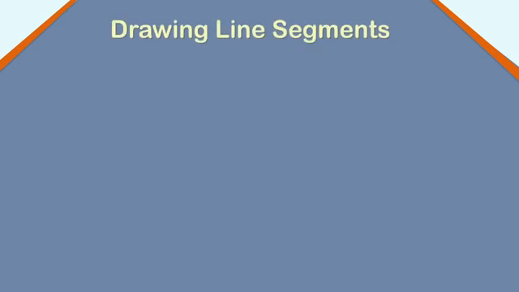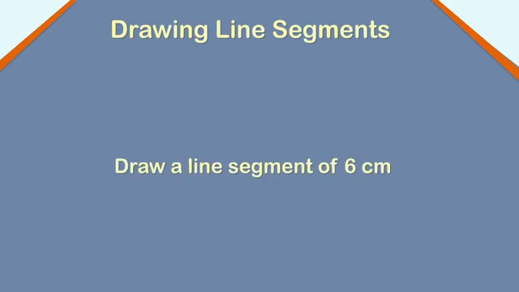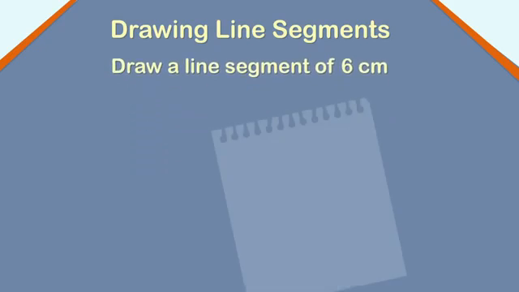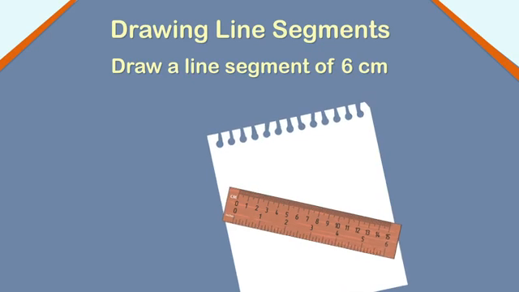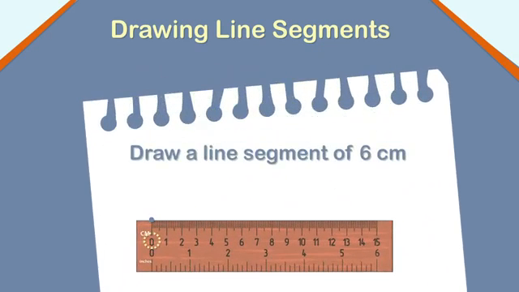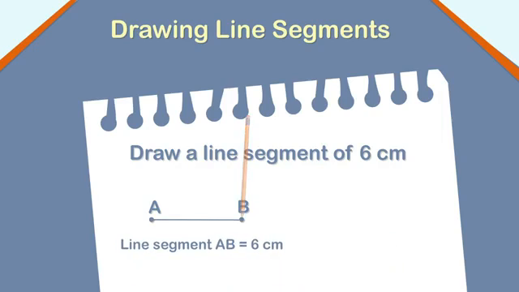Now I will tell you how to draw a line segment of any given measure. Say, we need to draw a line segment of 6 centimeter. Follow these steps. Place the ruler on the paper and mark a point against 0 centimeter. Name the point as A. Count from 0 centimeter till 6 centimeter and mark a point B at 6. Hold the scale firmly and join a straight line segment to join points A and B. Following the above steps, we can draw a line segment of any given measure.